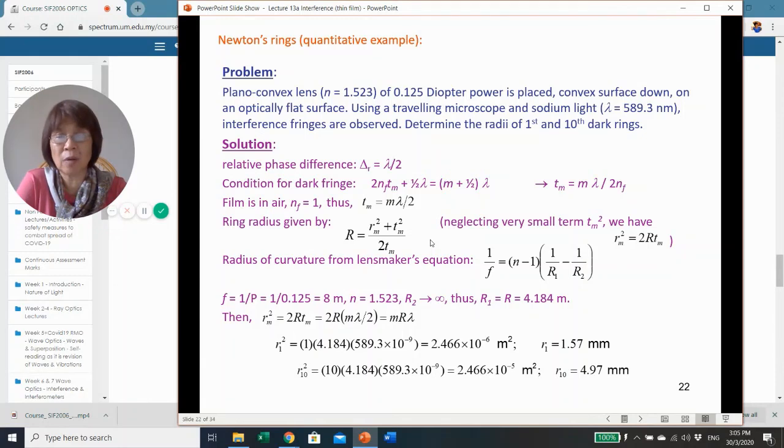And this is a problem, a quantitative example for Newton's rings. You can check out the lecture notes, and I would like you to try this on your own.